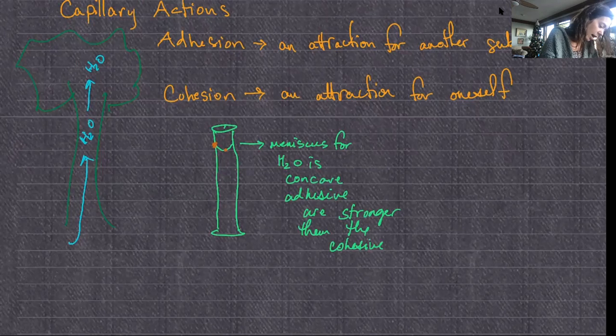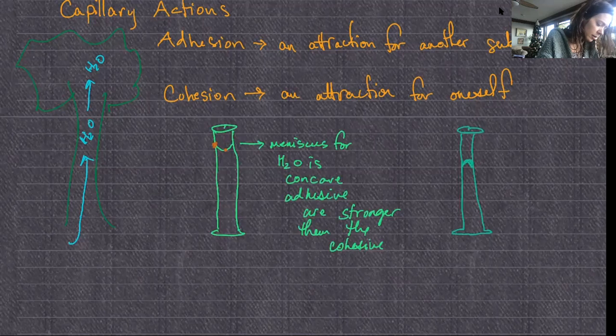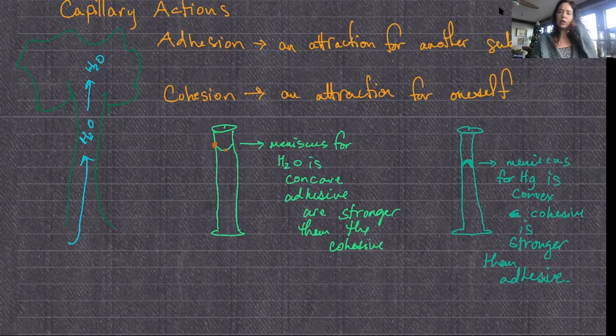In opposition to that, if I had another graduated cylinder, and in this graduated cylinder, I put mercury, I would have the opposite shaped meniscus. The meniscus for mercury, liquid metal, is convex. This is because the cohesive is stronger than the adhesive. Okay? Good job. We'll talk about it a little bit more, but I think that's good enough for now. Okay?